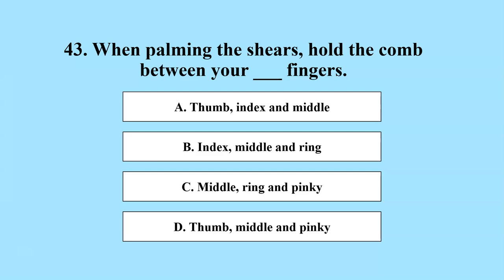When palming the shears, hold the comb between your blank fingers. Thumb, index, and middle. Index, middle, and ring. Middle, ring, and pinky. Thumb, middle, and pinky. If you chose A, thumb, index, and middle, you are correct.